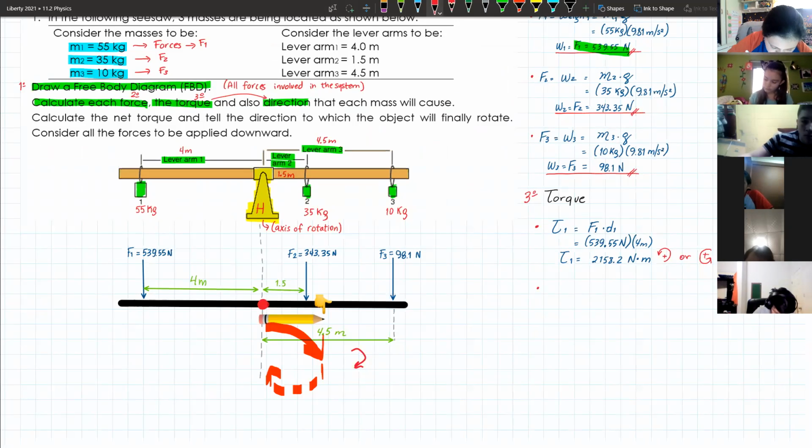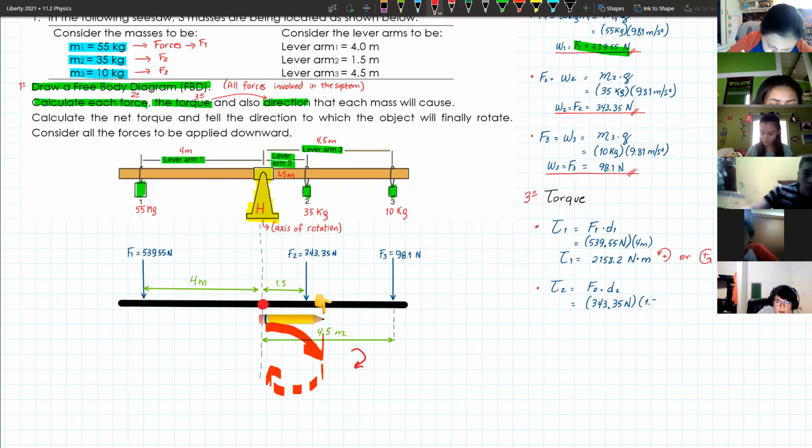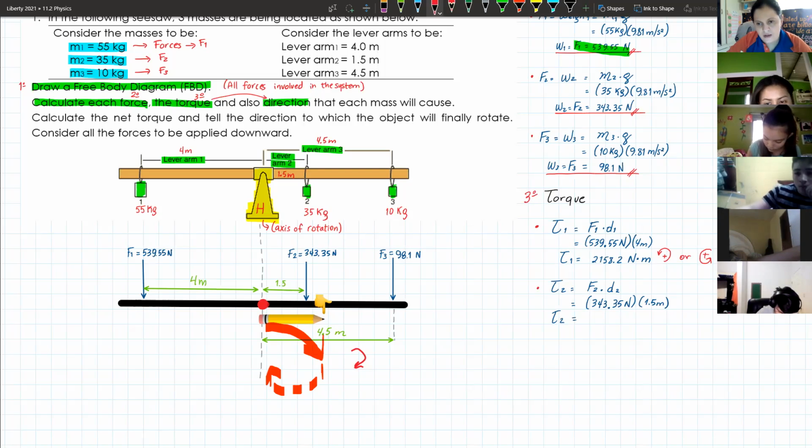It is force 2 times the lever arm 2, and this is equal to 343.35 newtons multiplied by the lever arm 2. What is the lever arm 2? 1.5 meters. How much is this? 515.025, so 515.03 rounded. I know. It stopped synchronizing. Okay, there it is.